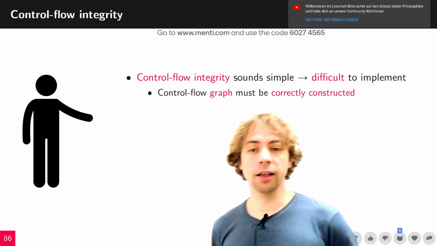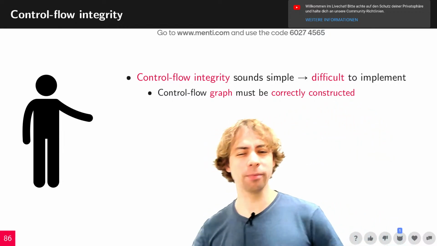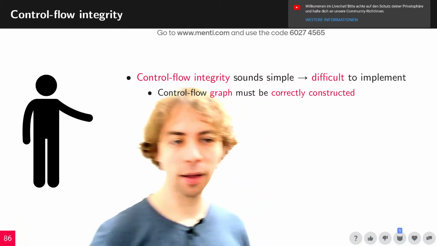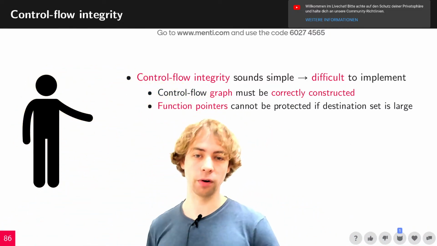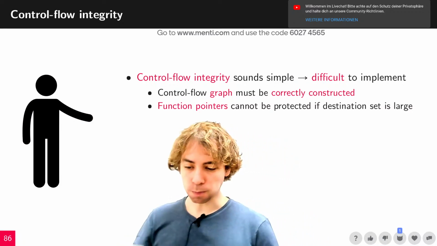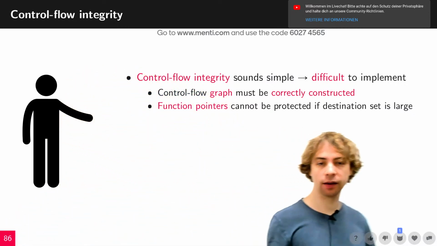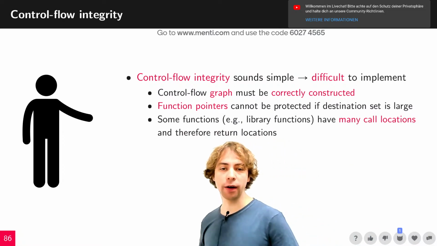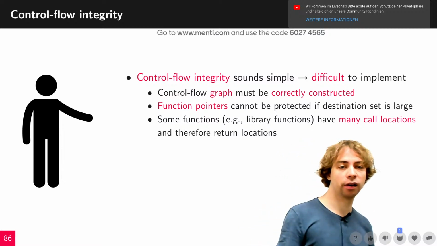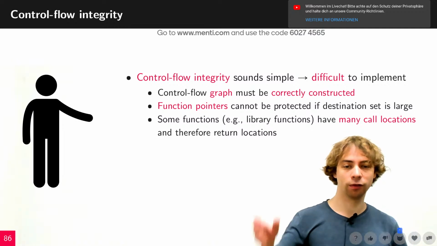Control flow integrity, as I said, sounds simple, but it's difficult. The control flow graph must be correctly constructed, and that's not easy. Function pointers can also not be protected unless you have a very limited set of target destinations where you can jump. Some functions might have many call locations and therefore return locations. And that's again a problem because then you can return to them, right? Through this backlink.